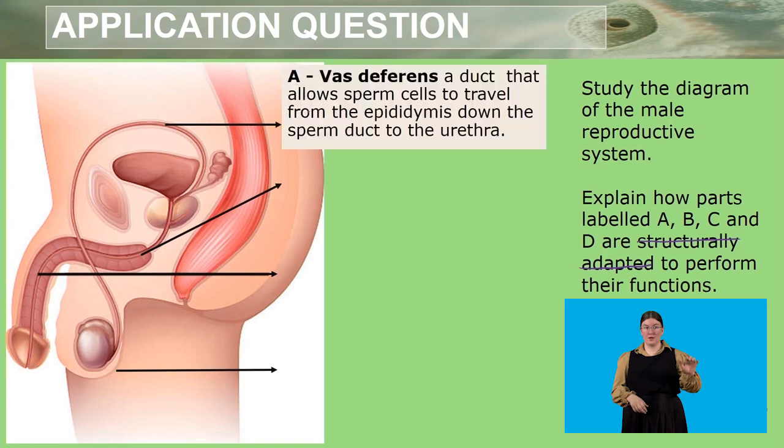So A, we have a duct there. We can see it is leading from the testes. It is called the vas deferens. It is a duct that allows sperm to travel from the epididymis, which is there, down to the sperm duct to the urethra. So that is the pathway of the vas deferens. It meets with the urethra there, and then ejaculation happens.